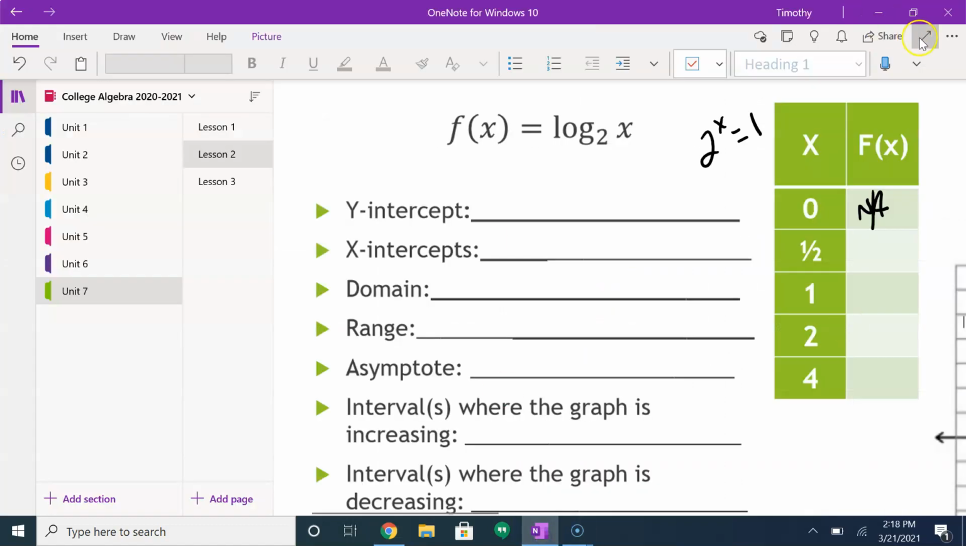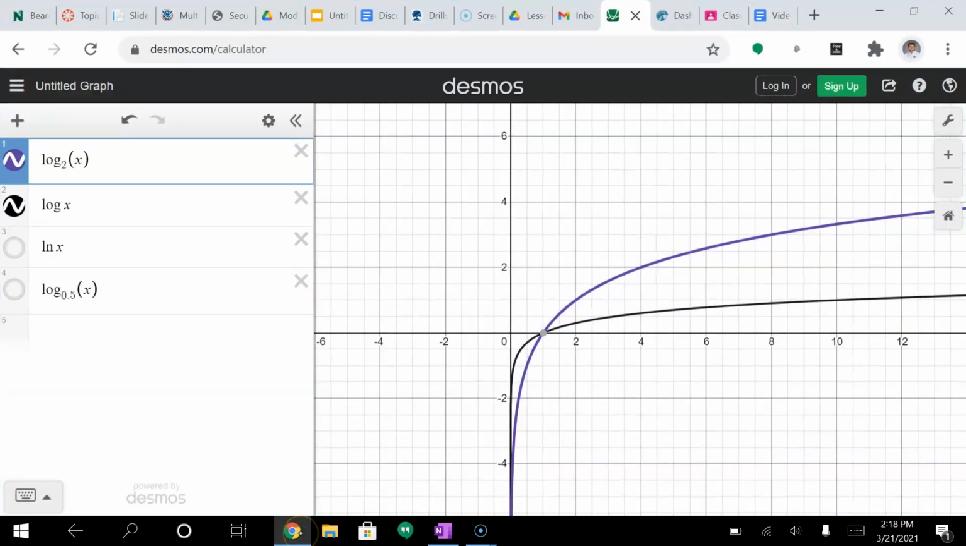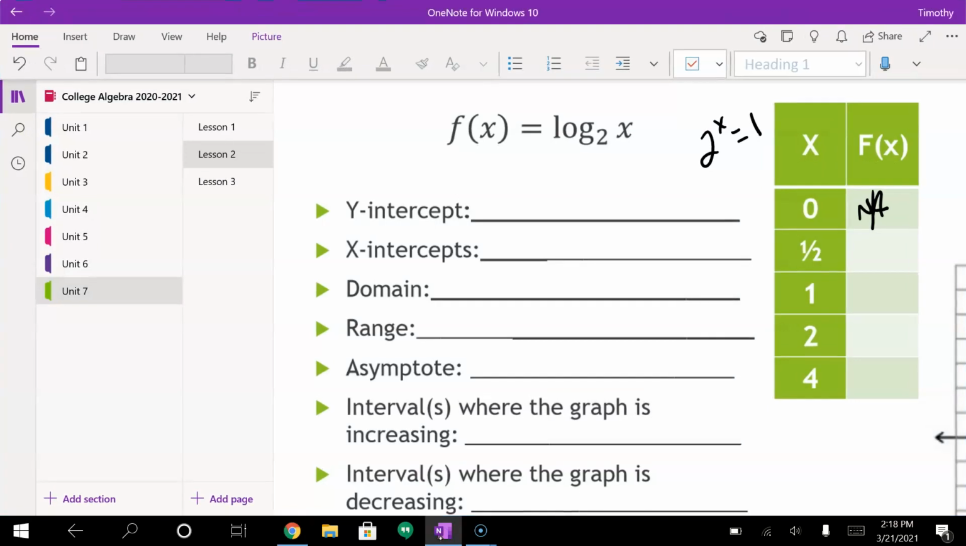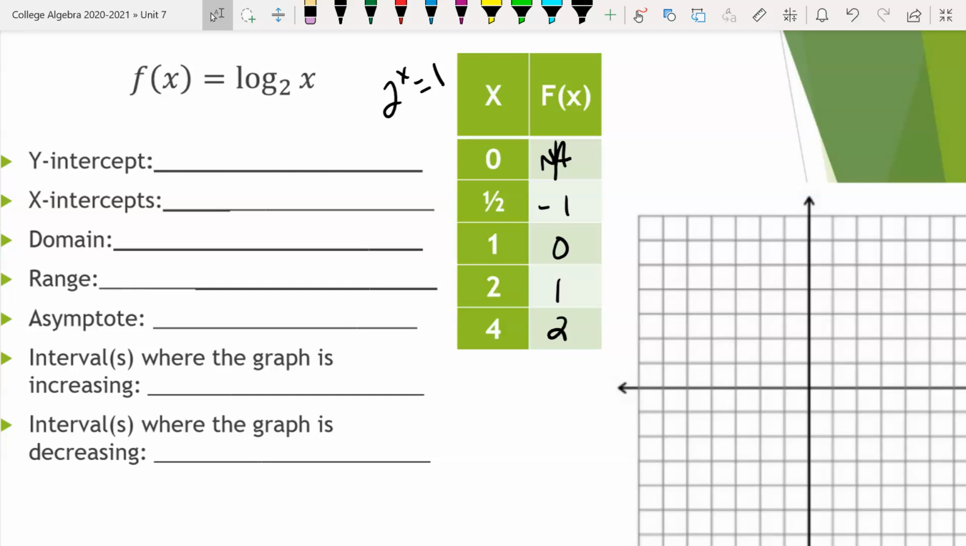So if we go back to this, when x is 1/2, we can go look at our graph. X is 1/2, y is going to be -1. Okay, when x is 1, y is going to be 0. When x is 2, y is 1. So it's kind of like thinking about the inverse of, yeah, we multiplied by 2 before, now we're like dividing by 2. Okay? So notice there is no y-intercept.